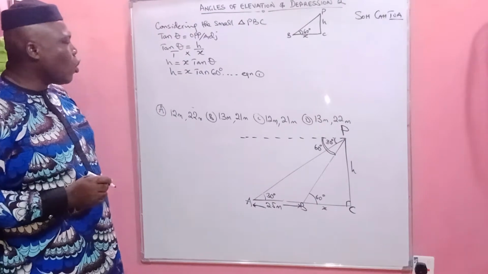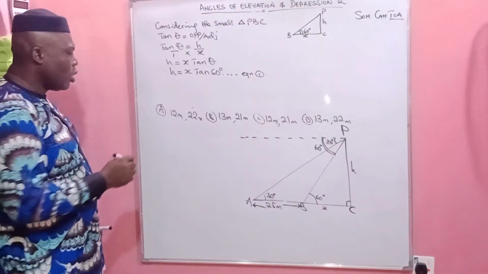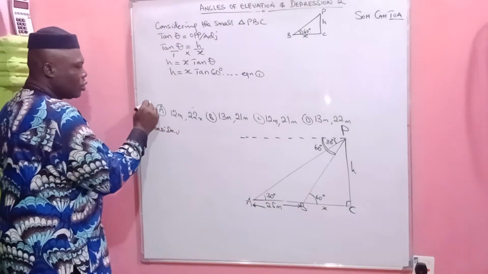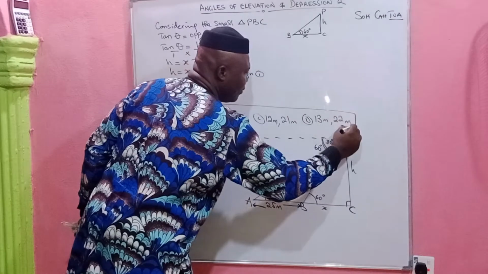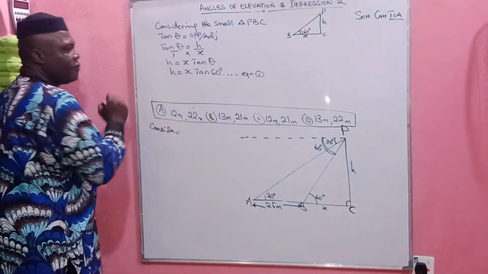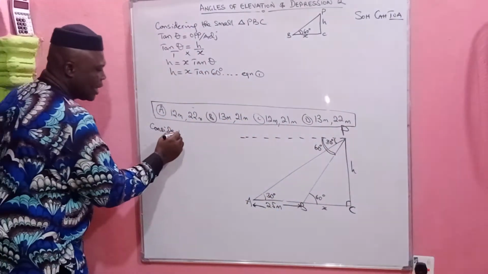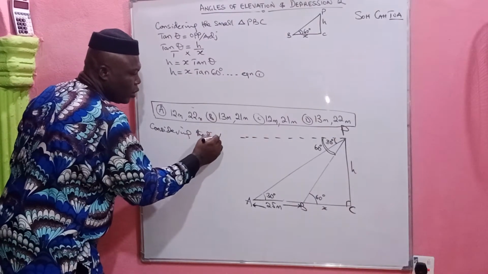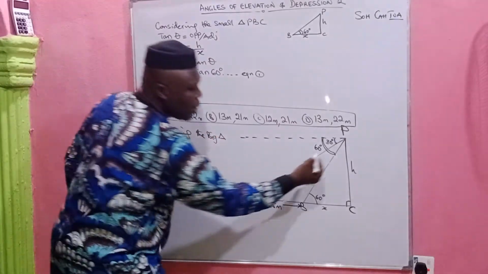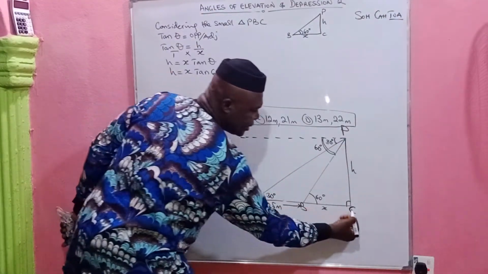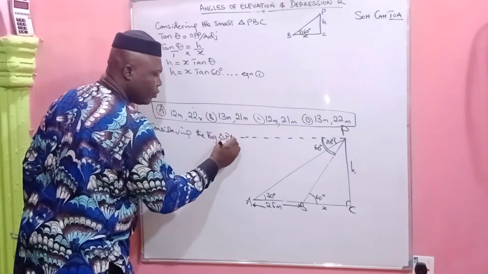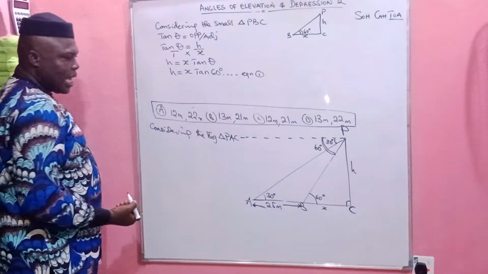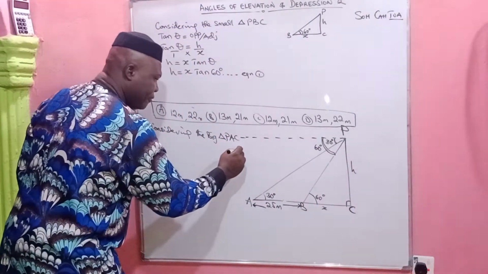So we are going to now consider the big triangle. Please watch. I don't want to wipe this out because the options have been given, so that at the end of the day we'll see if we have any of the options correct. All right, so we are now considering the big triangle. We are considering the big triangle PAC. That's the big one, PAC. We want to consider the big triangle PAC. All right, and in that big triangle, this is what we have.